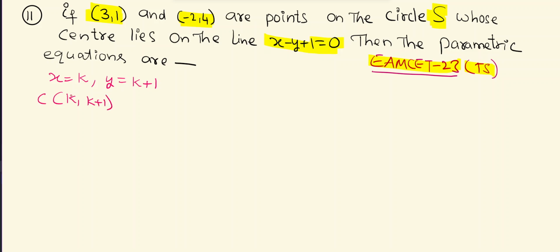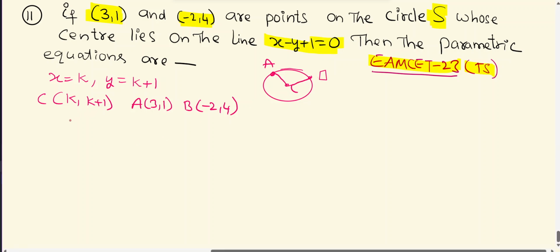And the 2 points lie on the circle. That means point A is (3, 1) and point B is (-2, 4). So this is the center of the circle and the 2 points lie on the circle. This is AB. Observe the figure. Here CA is equal to CB. The distance from the center to the 2 points is the same. That is, CA is equal to CB.